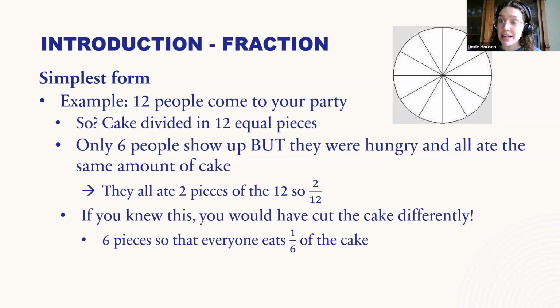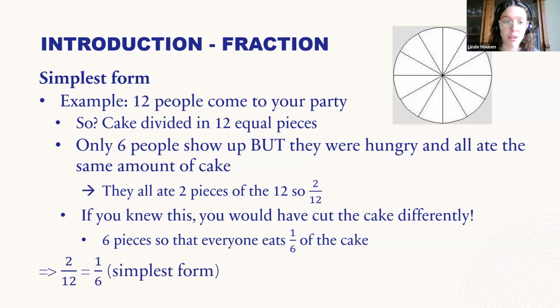And it's the same amount as 2 out of the 12, but it's of course less work for you to cut the cake in 6 pieces than in 12 pieces. So I hope it's more clear now what it means to have the simplest form, because 1 out of 6 is the lowest possible number, while we know from 2 out of 12, we can make it lower. We can divide both by 2, because with a fraction, the thing we do at the top, we also have to do at the bottom.